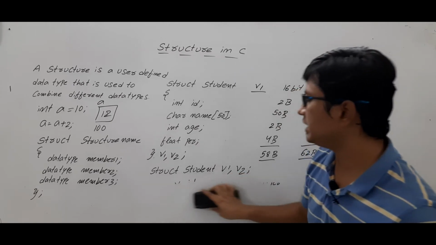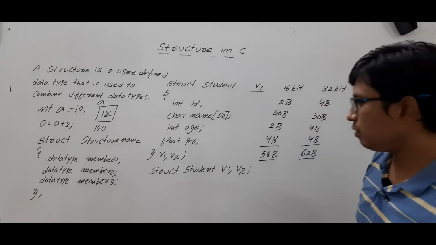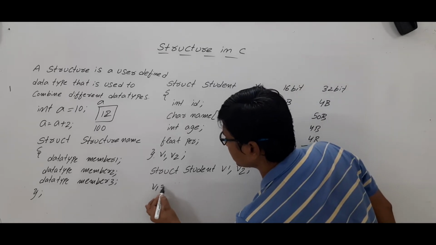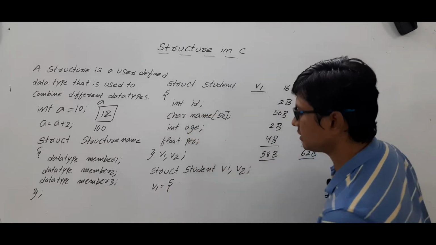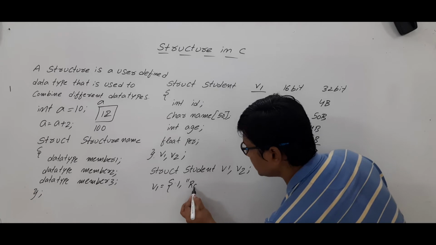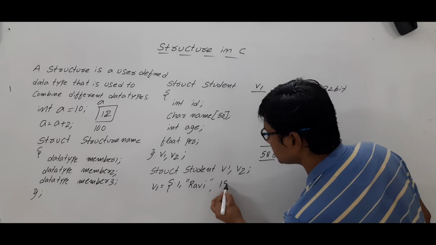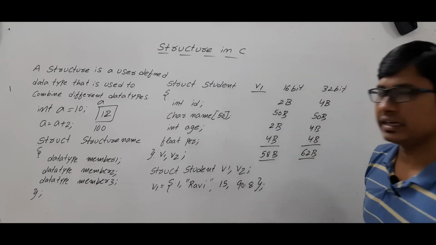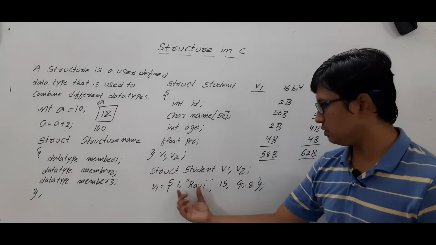Now let me discuss how to initialize the values of the variables of a structure. I want to declare the value, so I can write v1 is equal to, open the curly braces. Now the id, let's take that I'm writing 1, and the name of a student, let's take that I'm writing Ravi. Ravi is a string, so that's why I'm enclosing it within double quotation marks. Age, let's take that age is 15. Percentage, he got 90.8 percentage. So like this I can initialize the elements of a variable of a structure using the members.